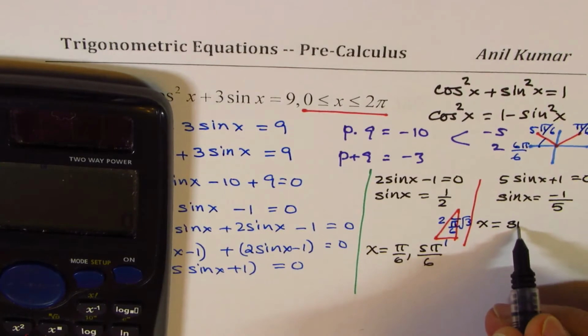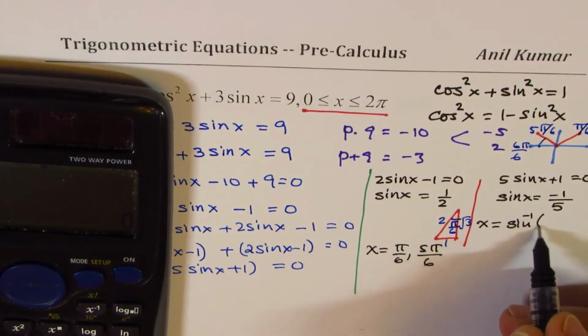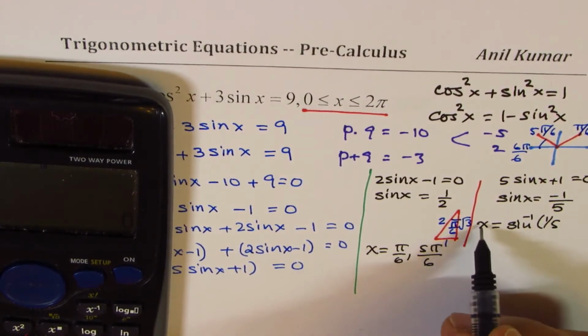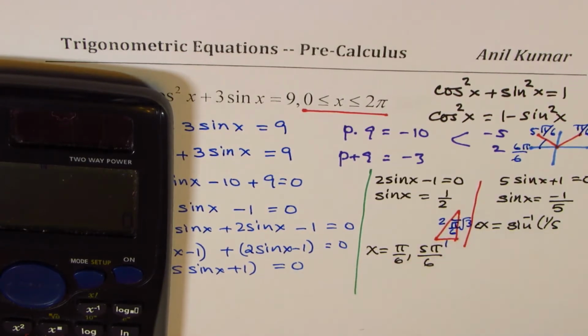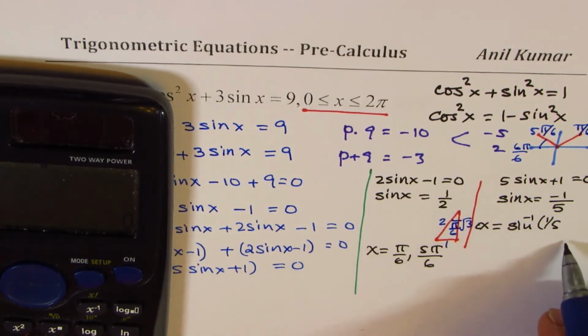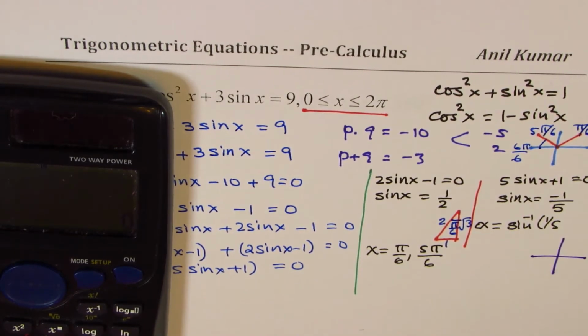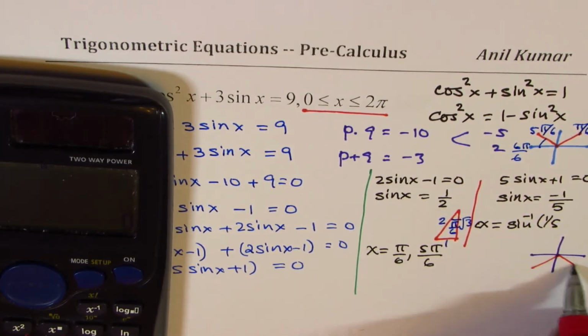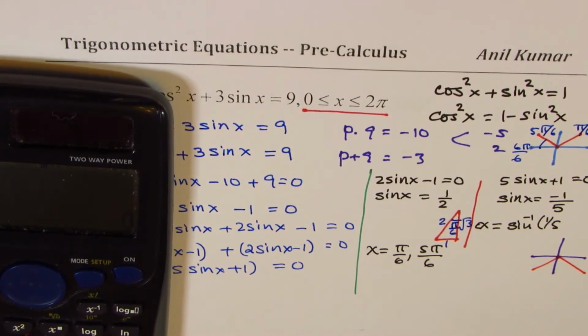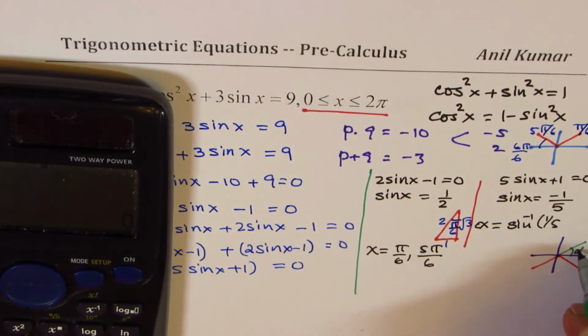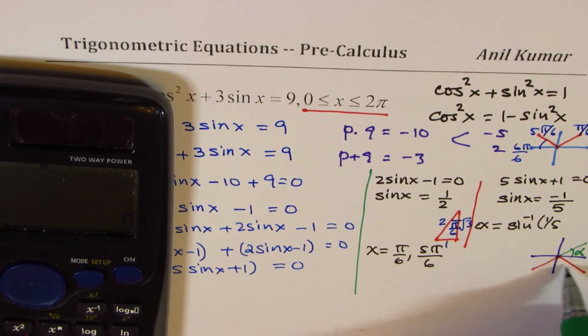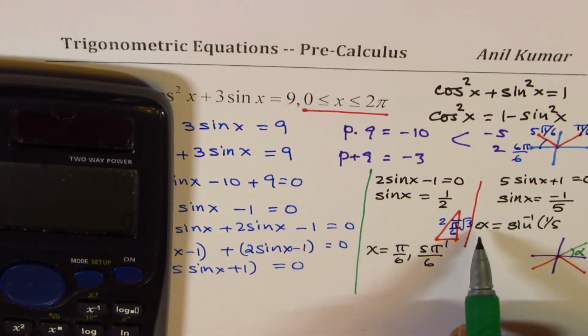equals sine inverse of 1 over 5. In fact, we'll find the acute angle alpha, right? So in this particular case, let me explain it like this. Sine is negative in these two quadrants, correct? However, we will first find the acute angle alpha, and then we'll know what these two angles are. This is pi plus alpha, that is 2 pi minus alpha, correct? So we will actually find alpha now.